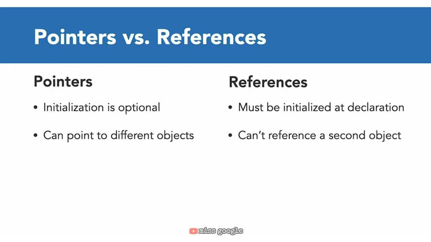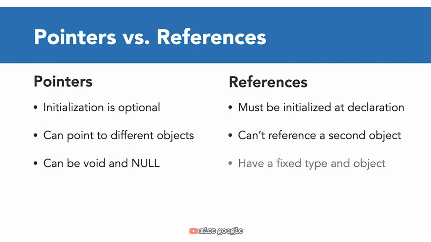Pointers have several related concepts. For example, a pointer can be declared with the void type, which simply means that the pointer may point to an object or variable of any type. Pointers can also be assigned the null value, which means that the pointer isn't pointing at valid data. References, on the other hand, have a fixed data type and a fixed object to make reference to.